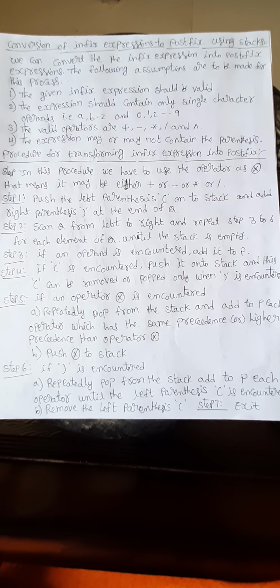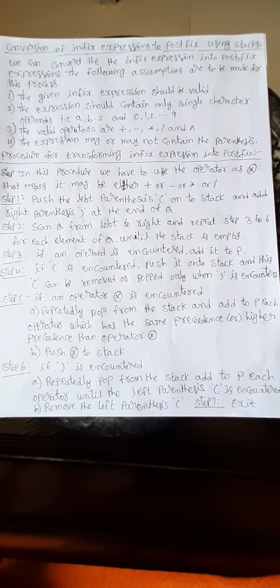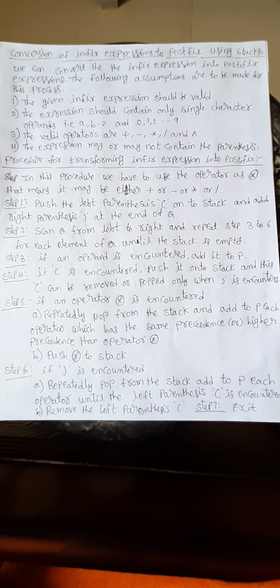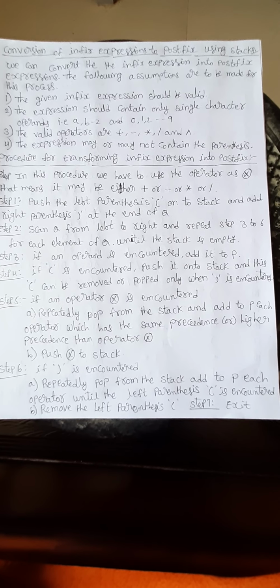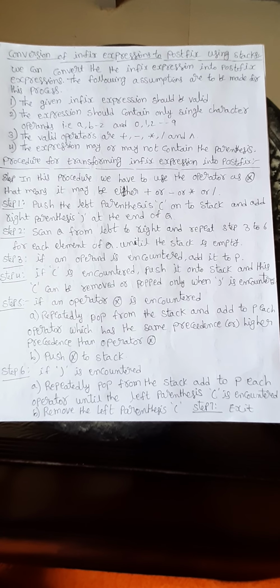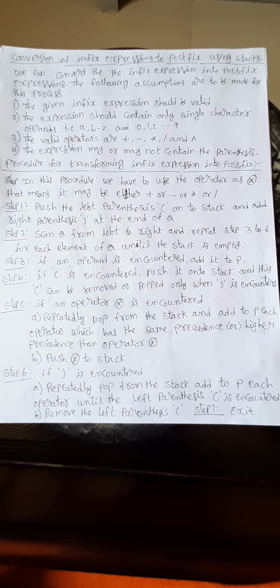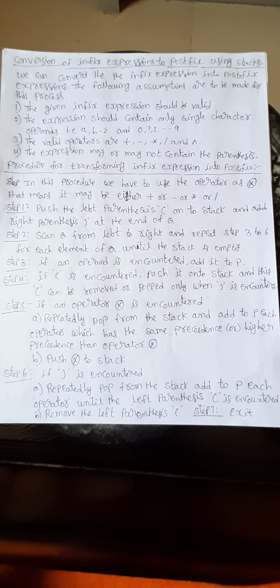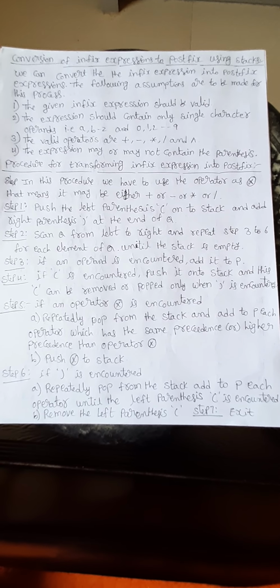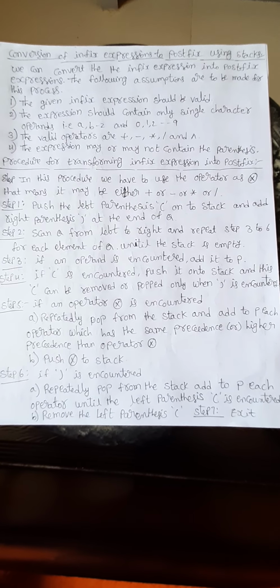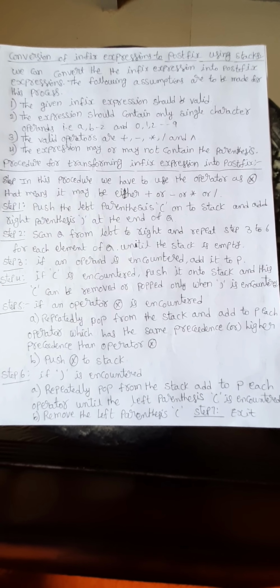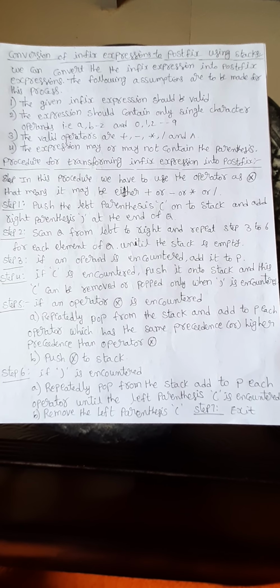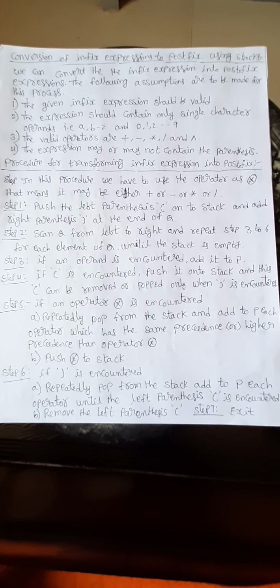After that we have to scan the queue from left to right, that means the expression has to be scanned from left to right. We have to repeat steps 3 to 6 for each element of the queue, until the stack is empty. See the third step: if an operand is encountered, we have to add it to P. What is an operand? If it is an alphabet or a number, we add it to P.